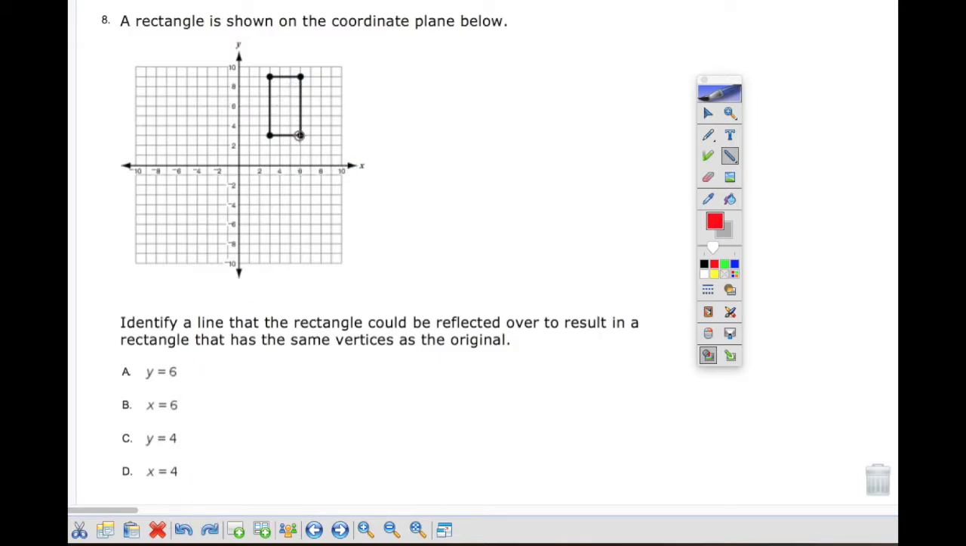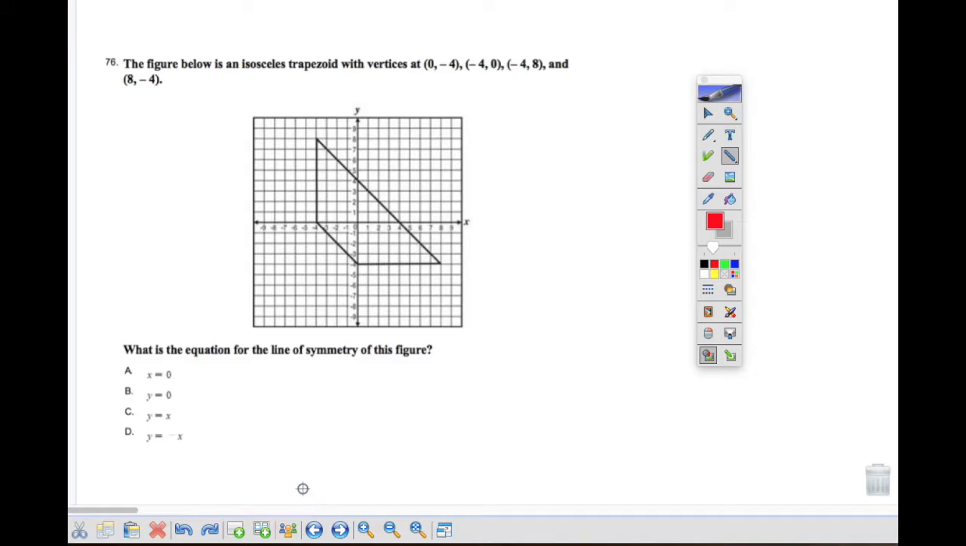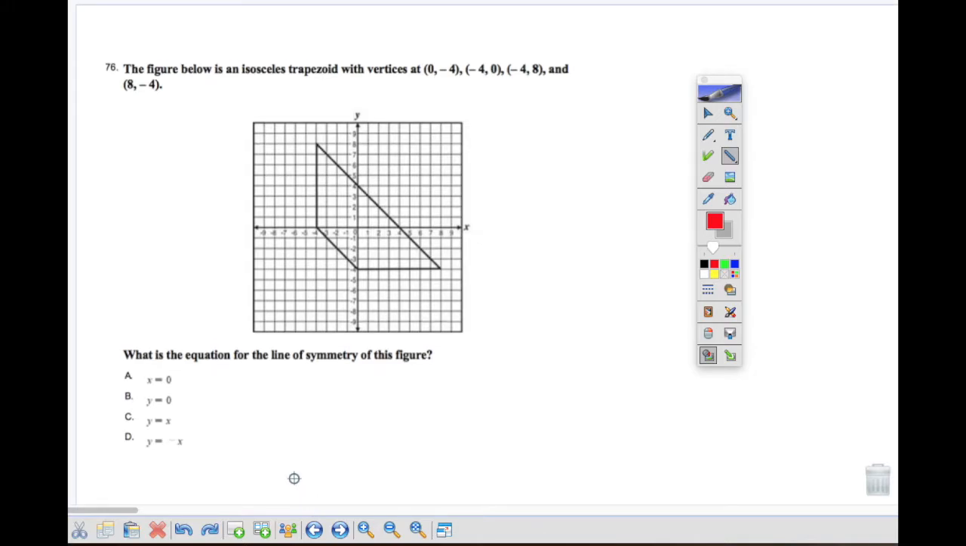X equals 6 means I would go to the x-axis to 6 and draw a vertical line. If I reflected that, it would not be at the same place. Okay, neither would y equals 4 or x equals 4. So that's why that one was y equals 6. All right, let's find the equation of the line of symmetry for this figure.